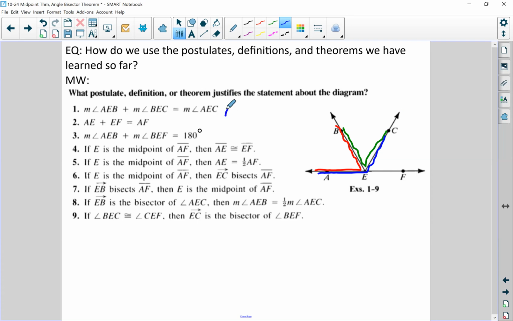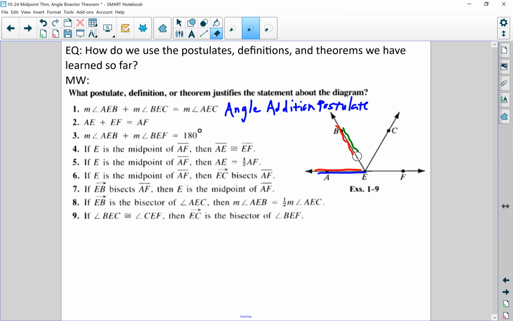So we're going to write that down: angle addition postulate. Okay, coming from the figure here. All of these are being related to the same figure. So let's take a look at the next part. I'll clear the colors so we can mark it up more later.